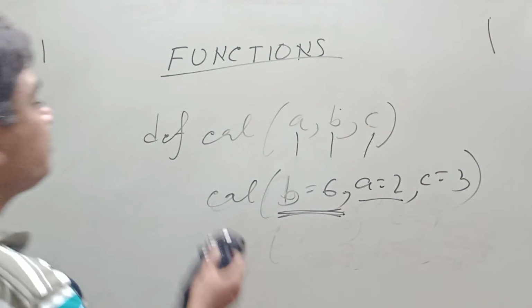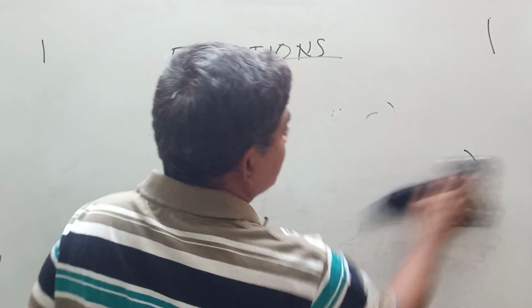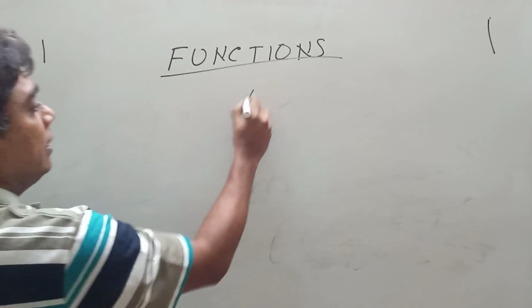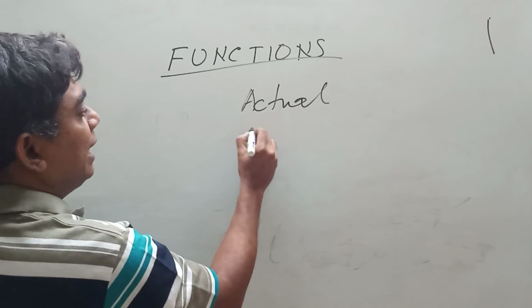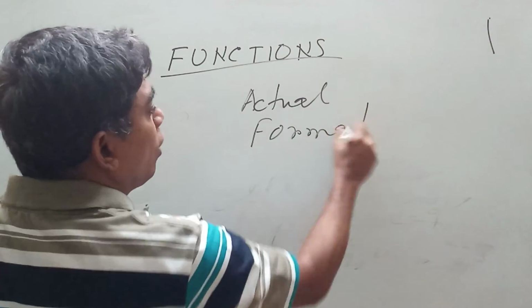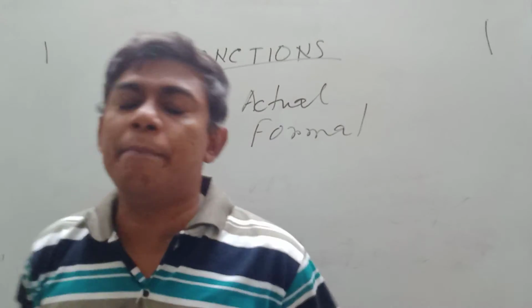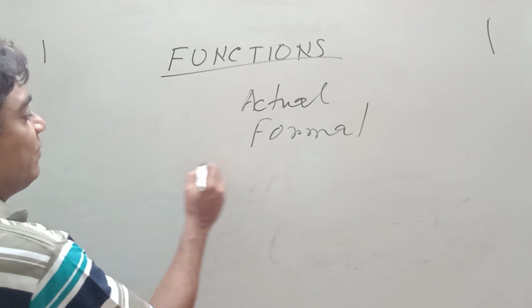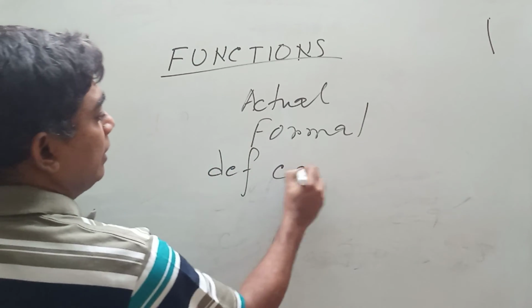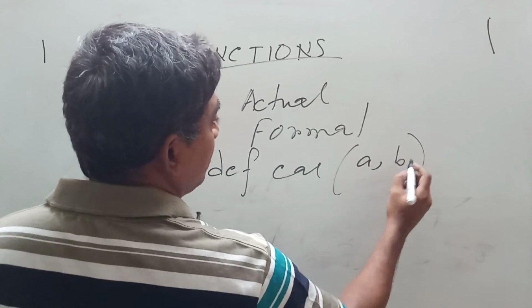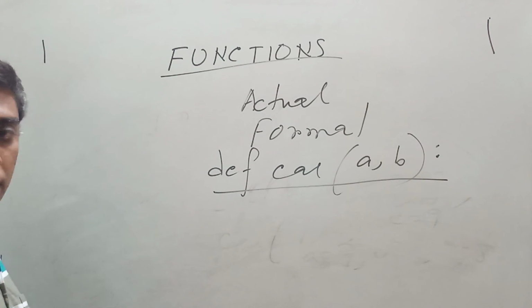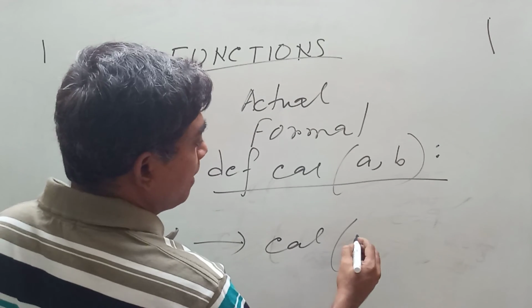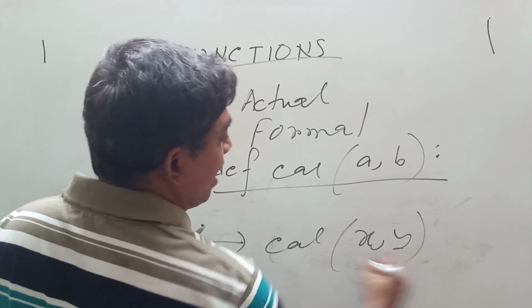Understood? Now the last topic is actual parameter and formal parameter. What is actual parameter and what is formal parameter? Suppose you write a function def cal a comma b. This is a function header. Now if you want to call the function, suppose you write cal x comma y.